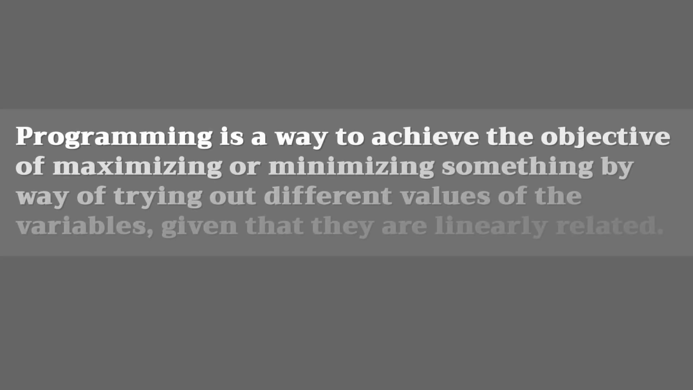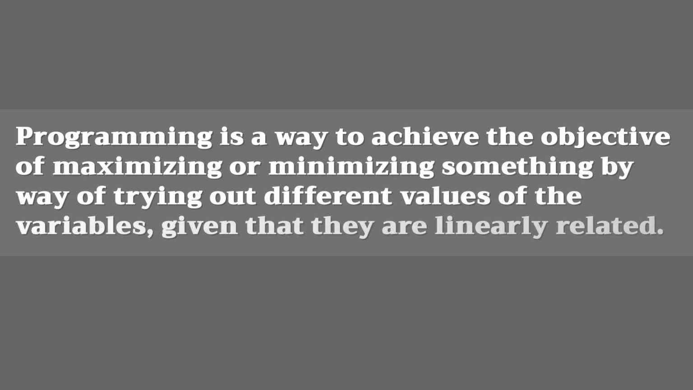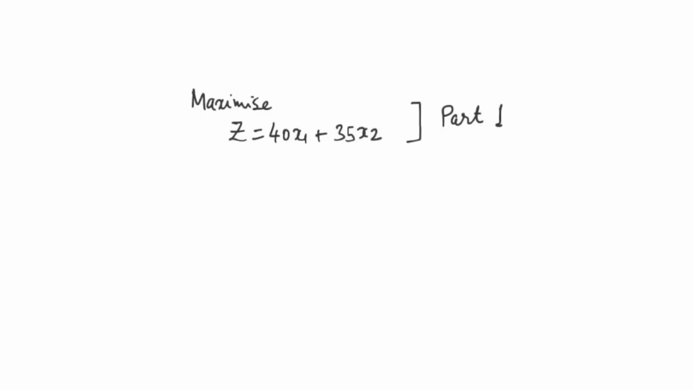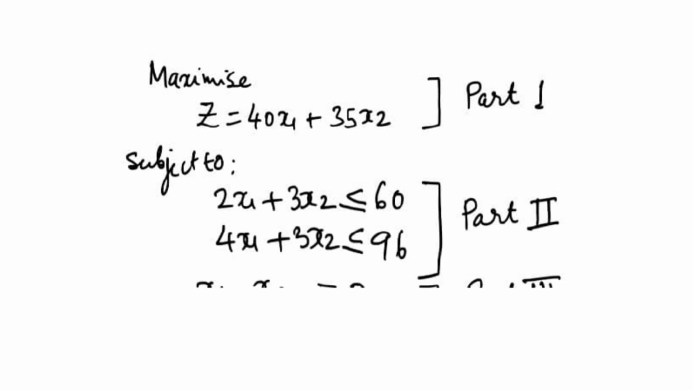Programming is a way to achieve the objective of maximizing or minimizing something by way of trying out different values of variables, given that they are linearly related. There are two broad methods for minimizing or maximizing. They are graphical and simplex method. The graphical method is applied where the problem is a simple one having only two variables. For a larger number of variables, we have to use the simplex method.